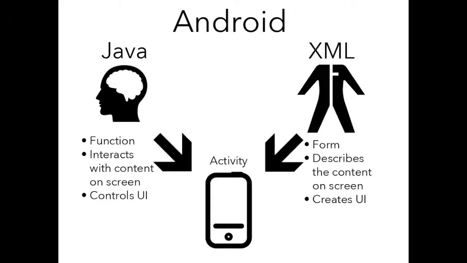The Java can interact with the content created through the XML. It can describe what we want to do when a certain button is pressed or an action is taken by the user. It instructs the XML what to do. Our Java files are the brain of the app. They provide the function, while the XML provides the form.